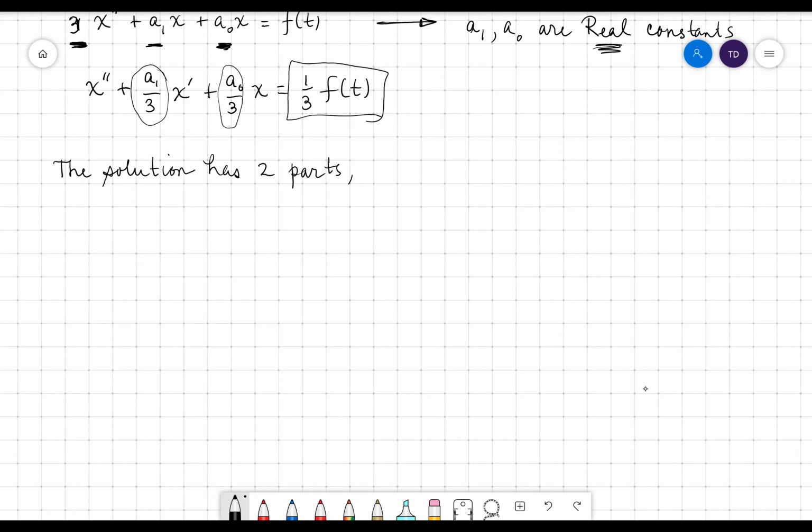One part we'll call x sub h, and the other part x sub f, and we'll describe what those are. So overall, the solution looks like the following. X is the solution, that's what we're solving for. So remember, up here, solve for x, that's what we're doing.